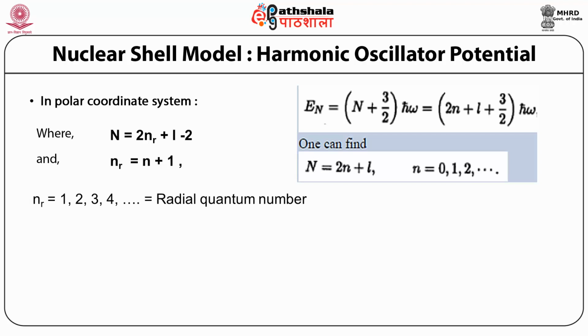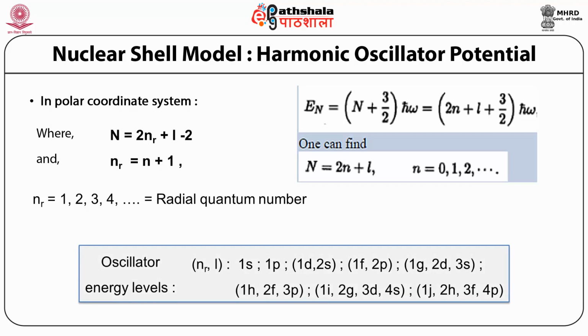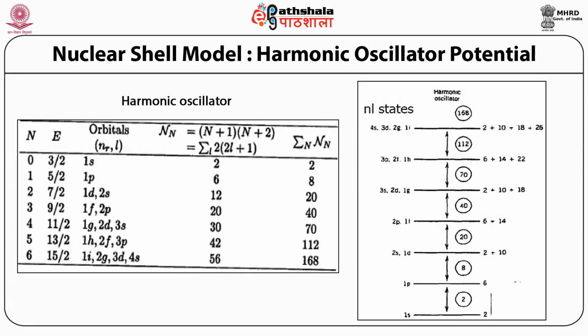nr is the radial quantum number. So in case of the oscillator, we have the combinations of nr and L given by 1s, 1p, 1d, 2s, 1f, 2p, 1g, 2d, 3s, and these are basically the oscillator energy levels. Next we have 1h, 2f, 3p, 1i, 2g, 3d, 4s, and so on.